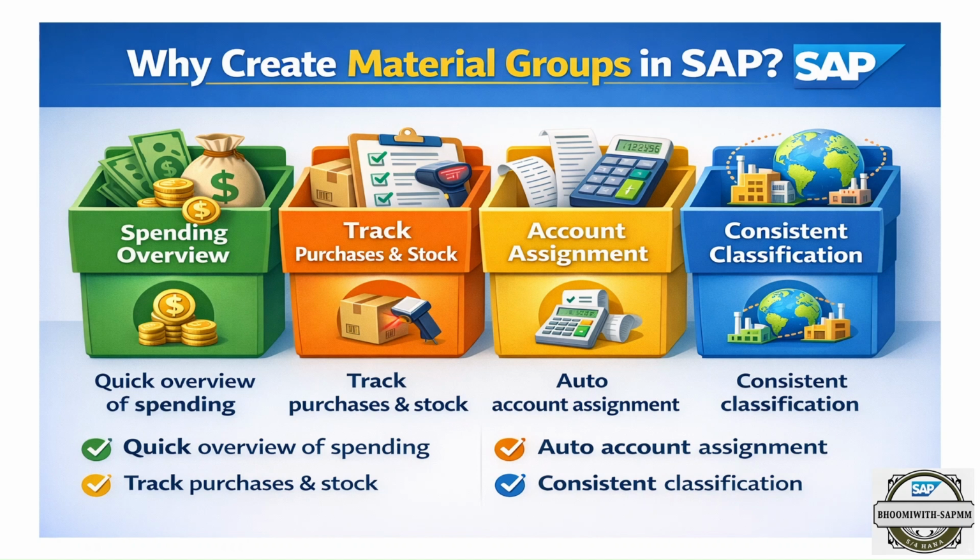Next, why do we create material groups in SAP? First, spending overview. Material groups help us get a quick overview of company spending. For example, suppose a company purchased laptop, keyboard, mouse. All these materials are assigned to material group IT equipments. Now, when the purchase team runs a report like ME2N, they can easily see how much money is spent only on IT equipments. This helps management in cost control and budgeting.